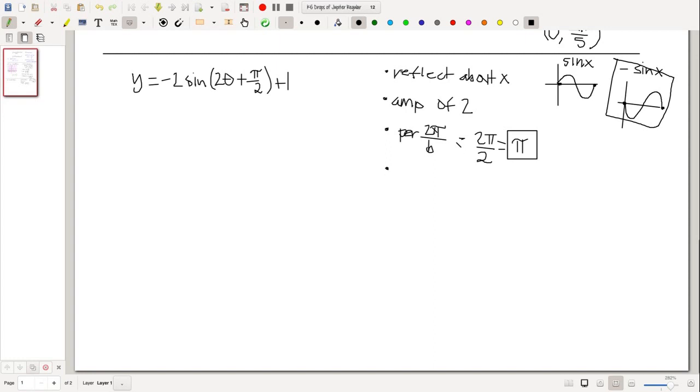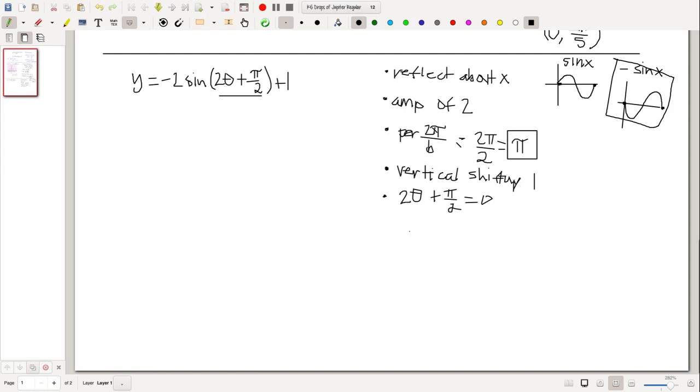I'm going to jump to our vertical shift. We have a vertical shift up 1, so the middle of our graph will be up 1. Now remember, to find our phase shift, I'm going to take this part right here, 2 theta plus pi over 2, and I'm going to set it equal to 0. And this is going to tell me where my period will start. It is not going to start on the y-axis like it has been. So I'm going to solve for theta here.